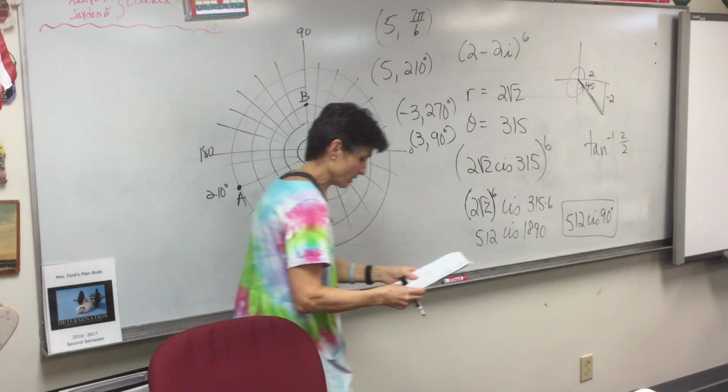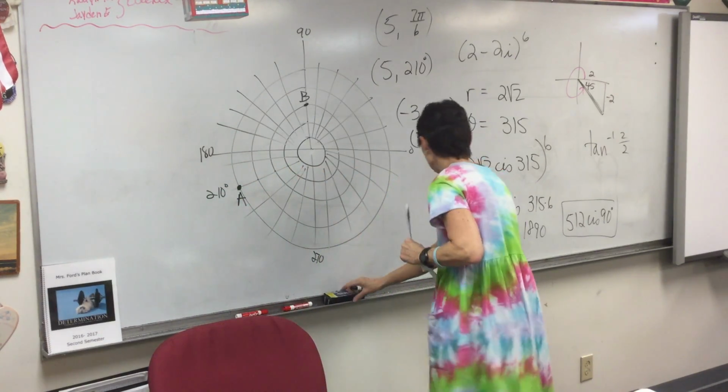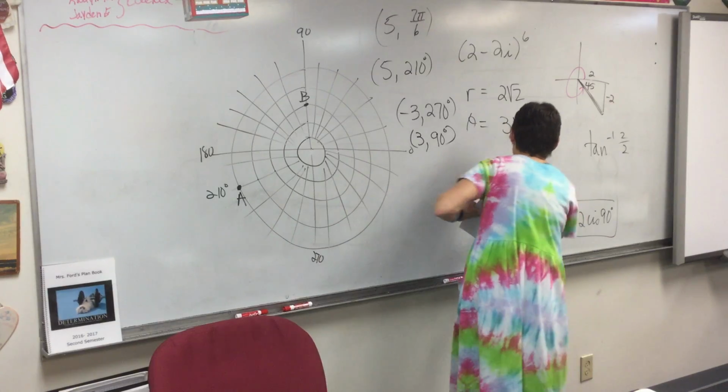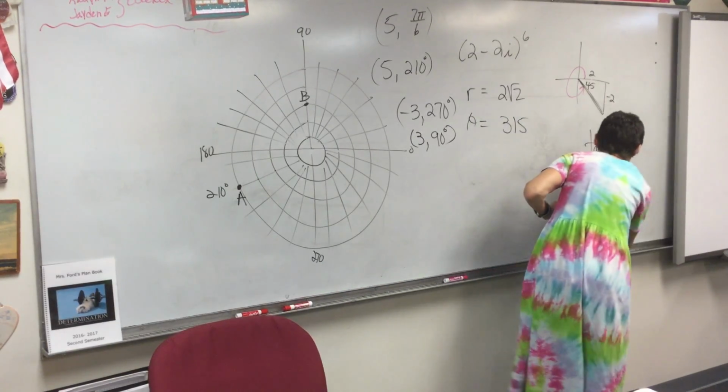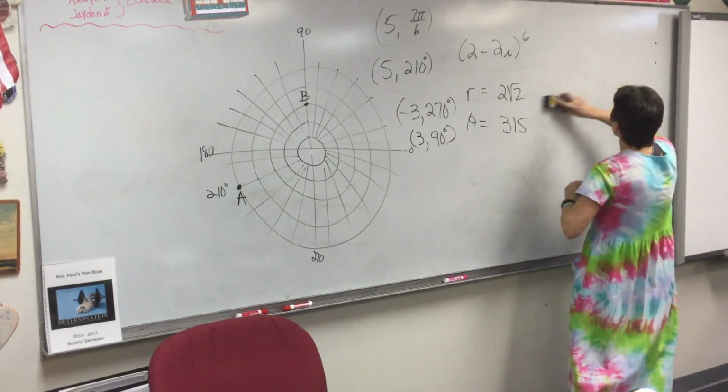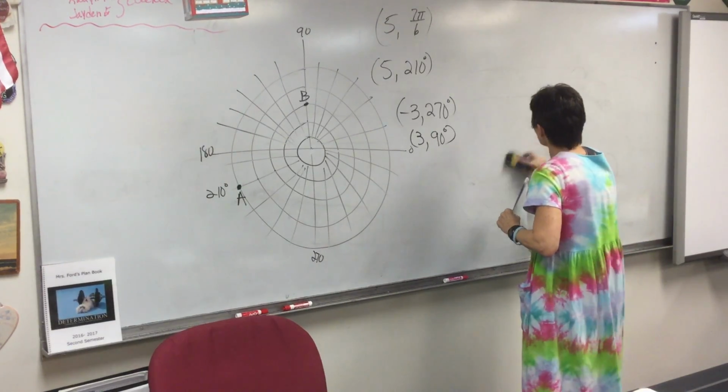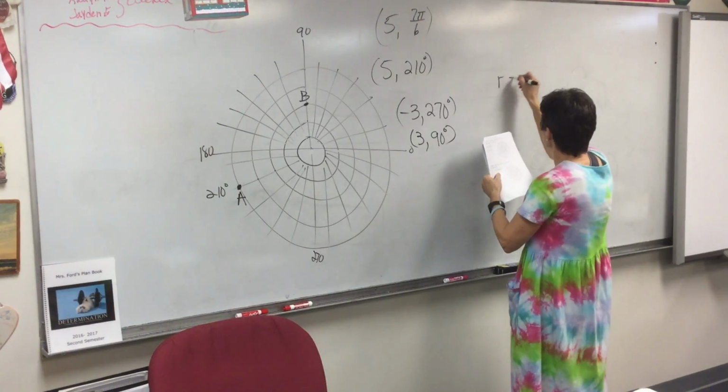Okay, and now we're going to graph r equals 2 minus 3 cosine theta. Now, the good news is, back in the day, you had to do this by hand by plotting points. You don't have to do that because you've got a graphing calculator.